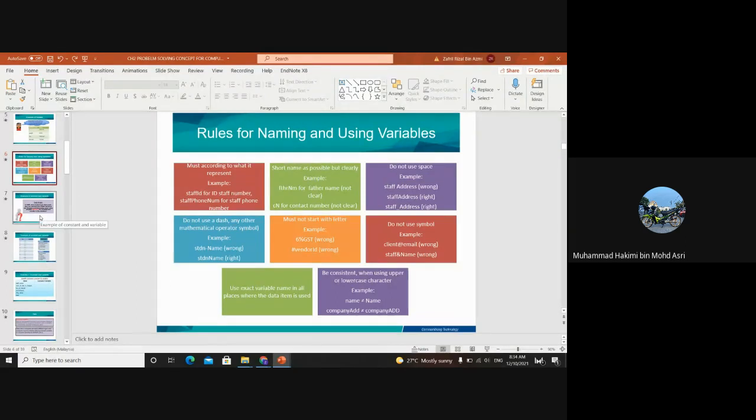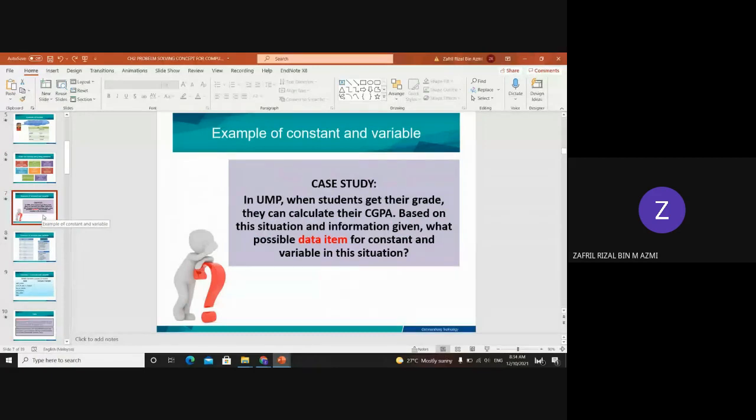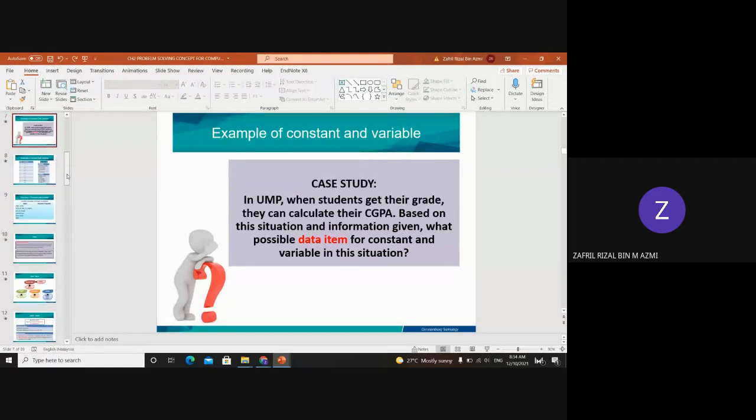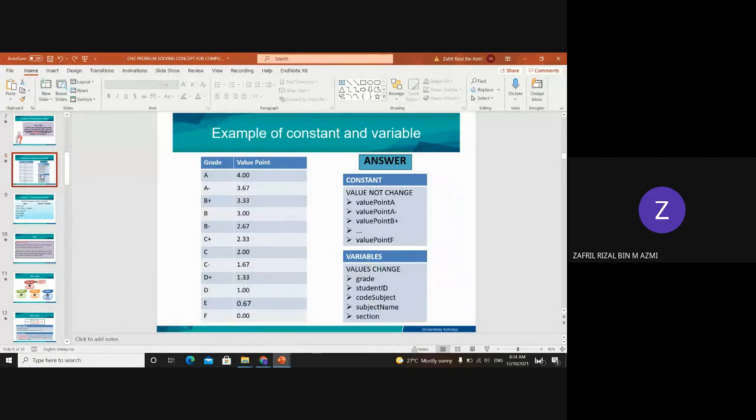No, sir. Okay, let's look at this simple case study. Let's say you need to create a calculator to calculate your CGPA. What are the possible variables or constants that you can create for your program? You need to identify what should be the constants and what should be the variables. And as I said earlier, this is not a fixed answer, it is based on you as a designer, how you want to design your program.